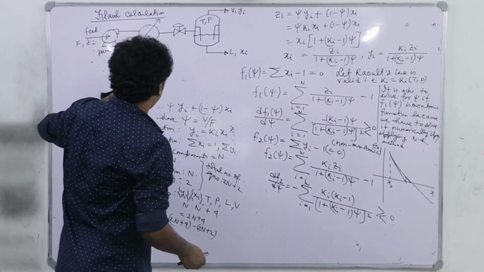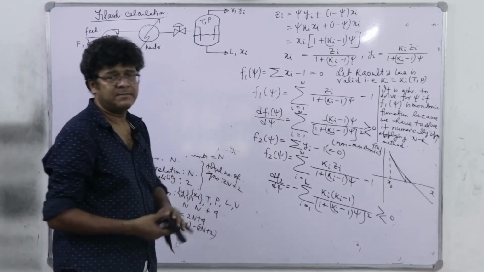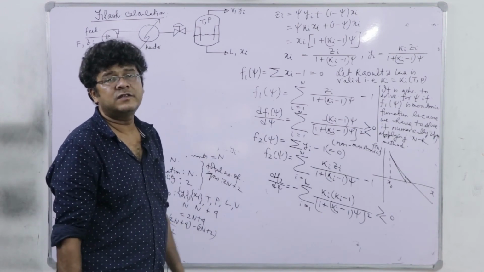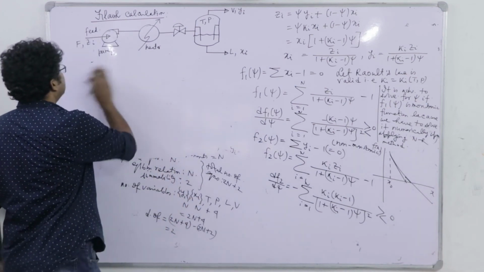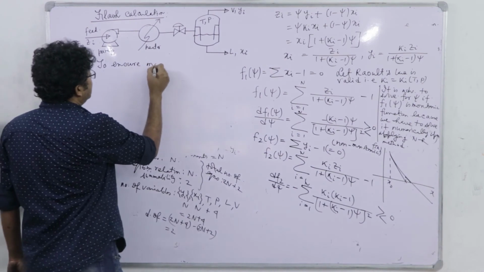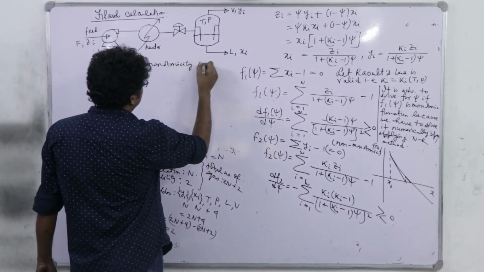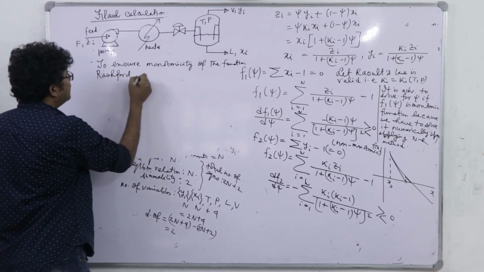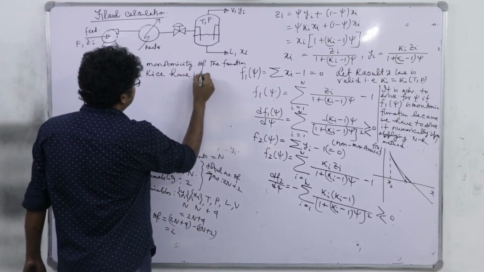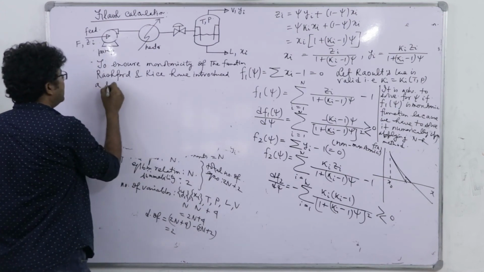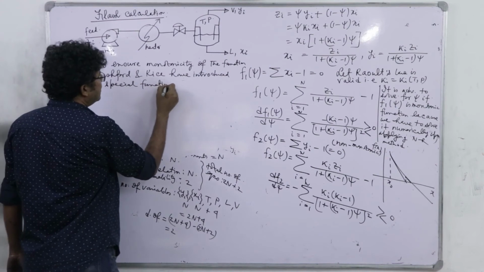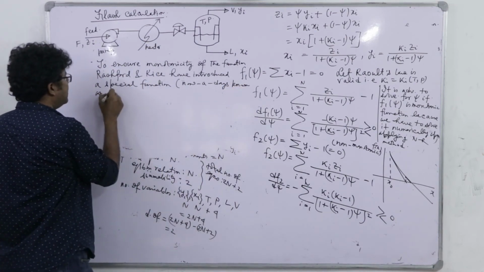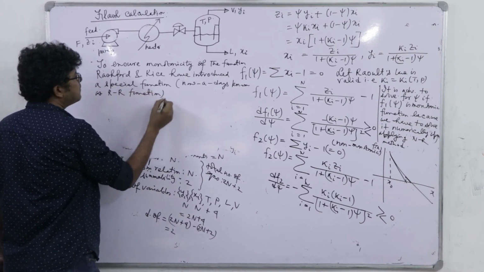Okay. So, that is why long back in 1947 or 49, Rachford and Rice introduced a special type of function considering these two summability relations, which is monotonic. To ensure monotonicity of the function, Rachford and Rice have introduced a special function, nowadays known as the Rachford-Rice function, right?